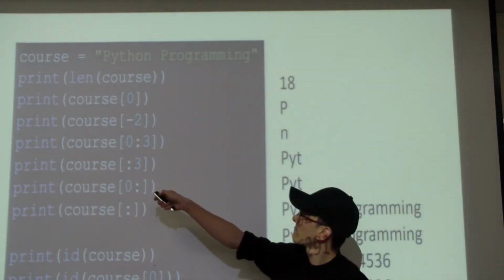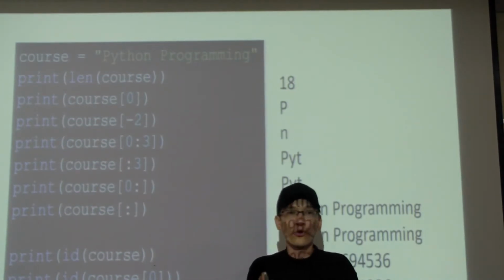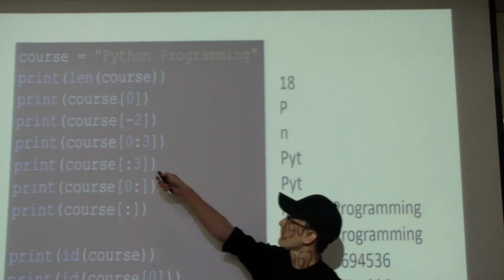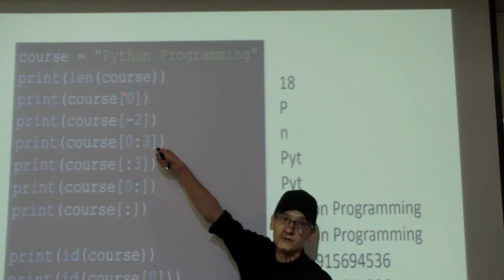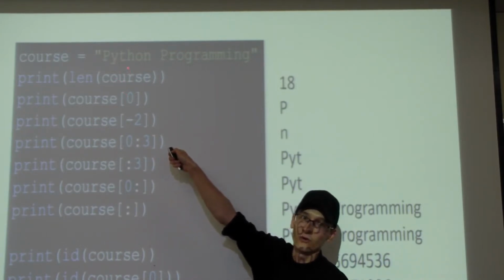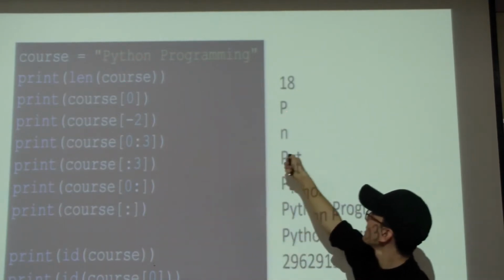And next, we can also call a particular character from our string. For example, print course[0]. The 0 element, where is it situated? The 0 is P, here. So it's printing P.